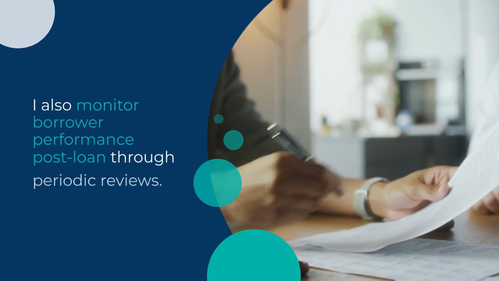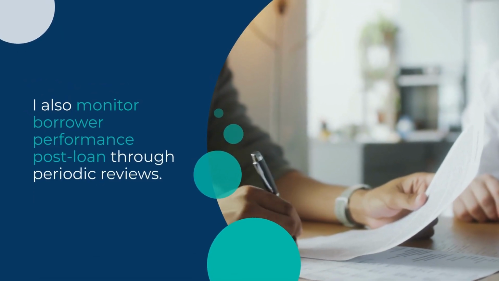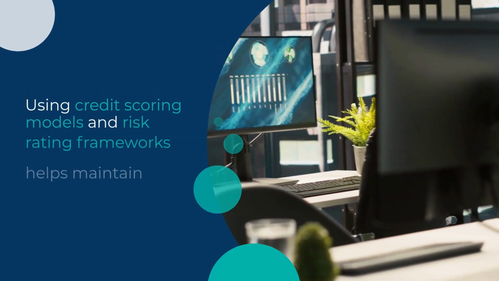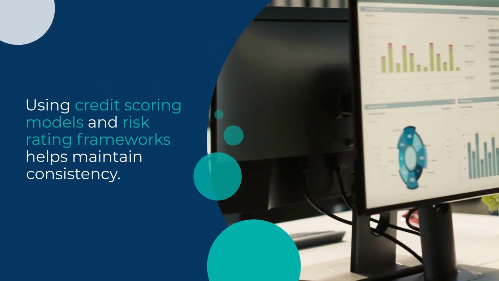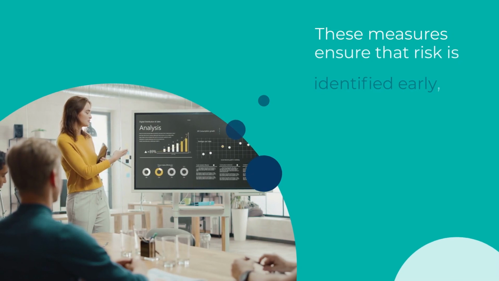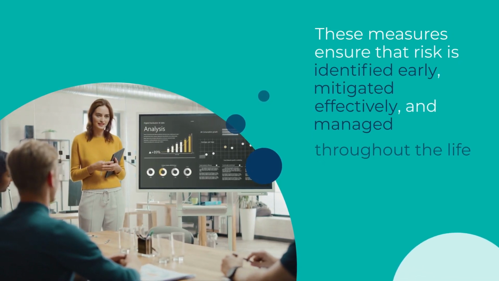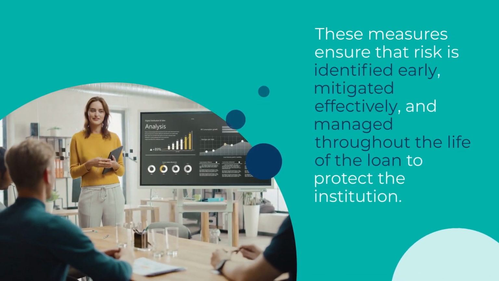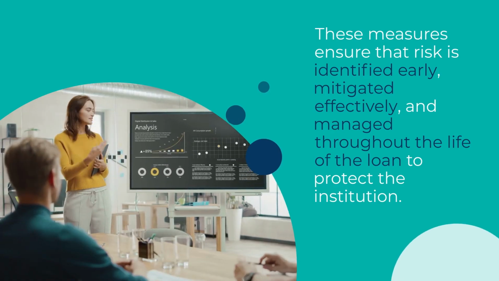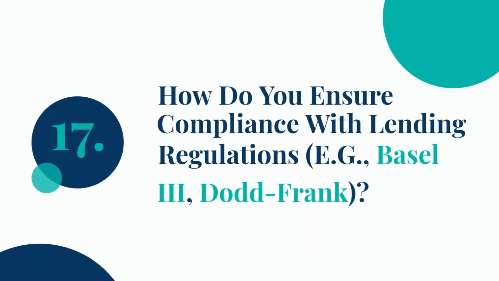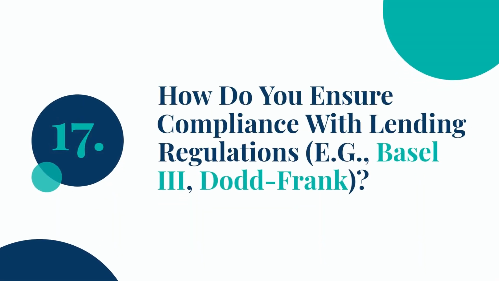I also monitor borrower performance post-loan through periodic reviews. Using credit scoring models and risk rating frameworks helps maintain consistency. These measures ensure that risk is identified early, mitigated effectively, and managed throughout the life of the loan to protect the institution. 17. How do you ensure compliance with lending regulations, e.g., Basel III, Dodd-Frank?